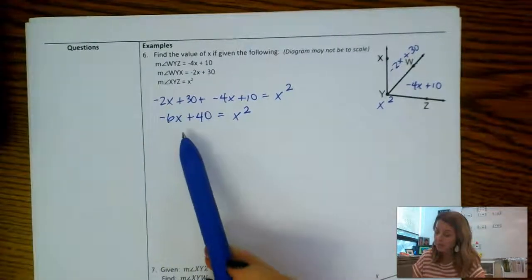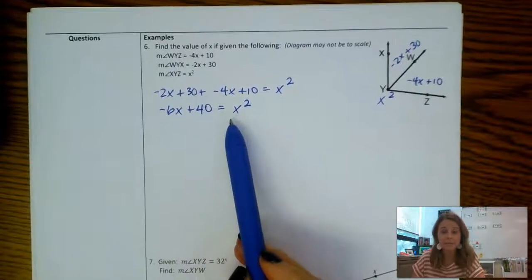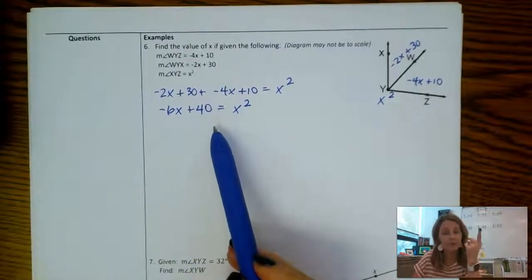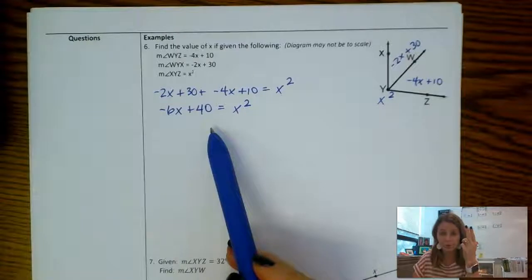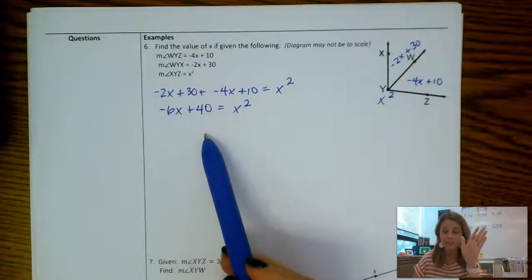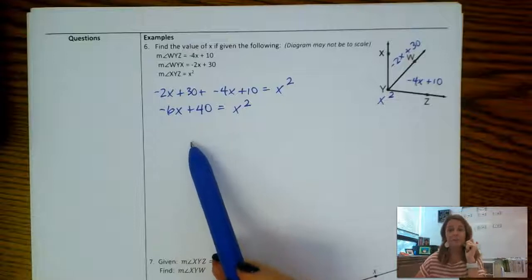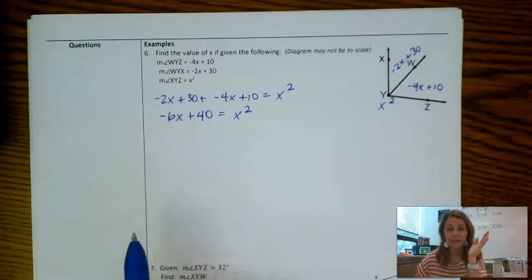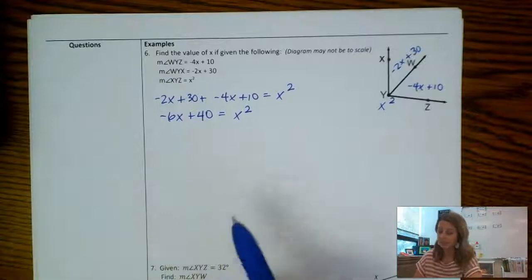I am going to have to solve for x, so my options would be factoring, or you could do the quadratic formula. I'm going to almost always go toward factoring. If you want to do the quadratic formula, that's fine. We should get the same answer.